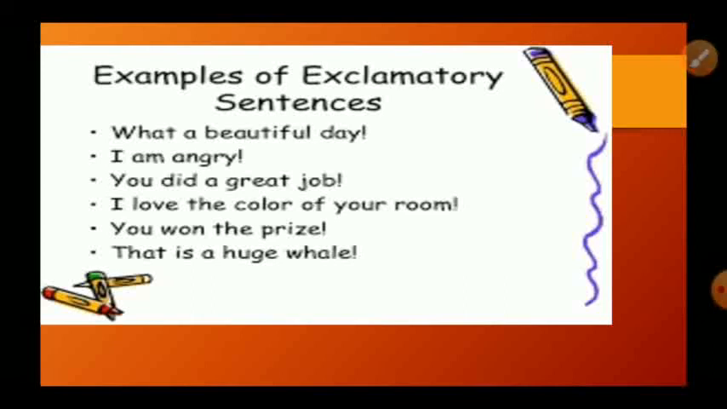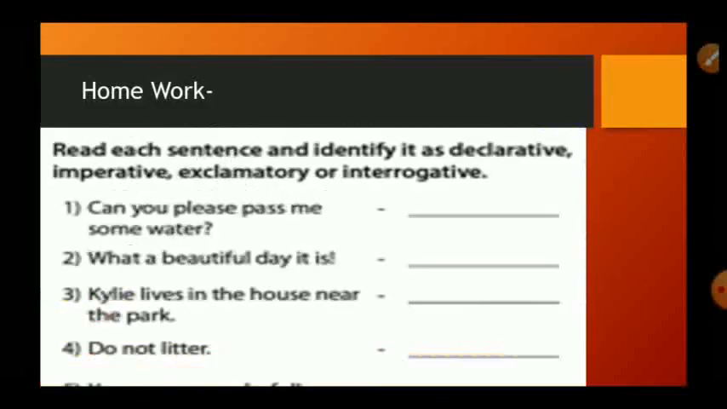Now the last is examples of exclamatory sentences. What a beautiful day. I am angry. You did a great job. I love the color of your room. You won the prize. That's a huge whale. These all sentences are showing some part of emotion or feeling. That's why these are all examples of exclamatory sentences. So I hope you understand the concept of kinds of sentences.